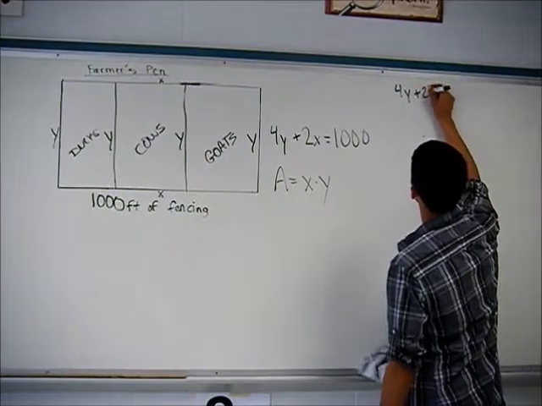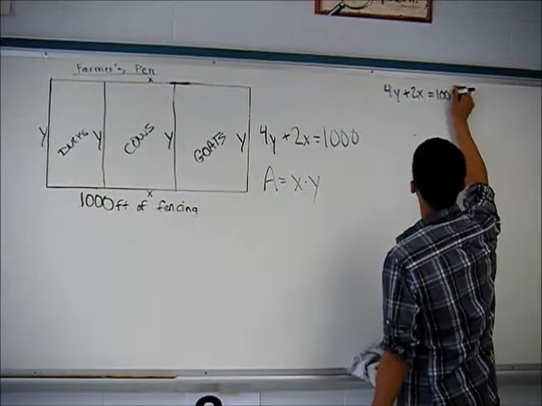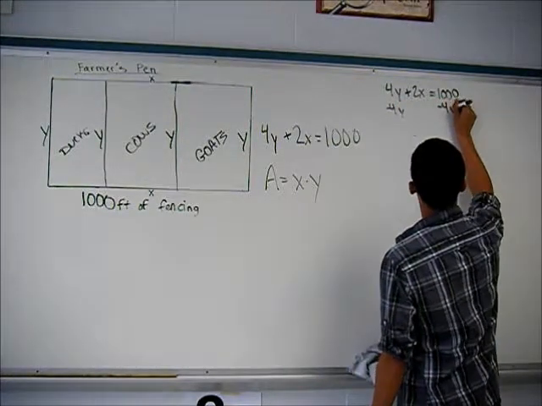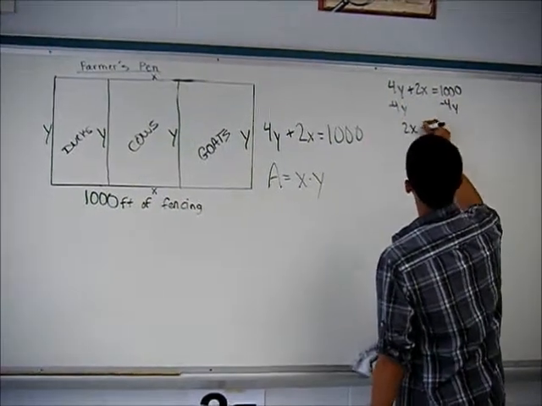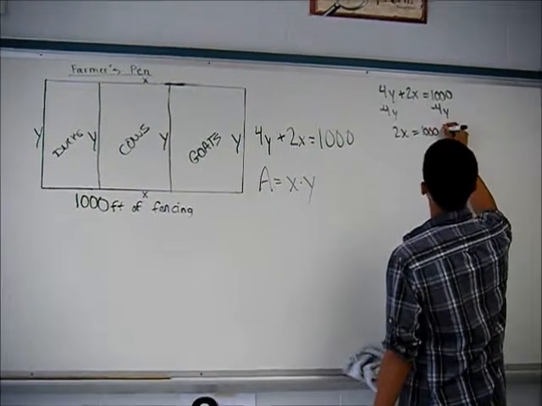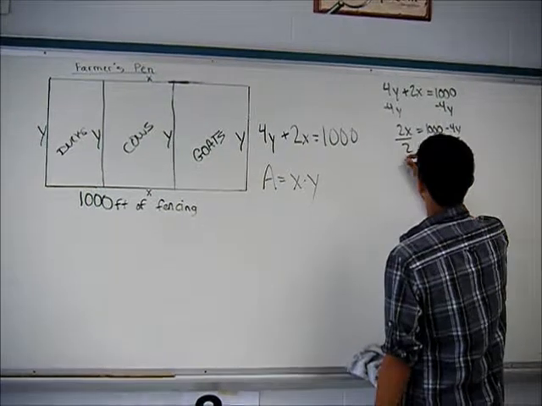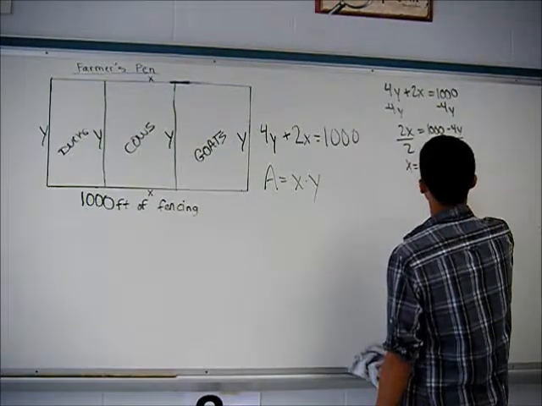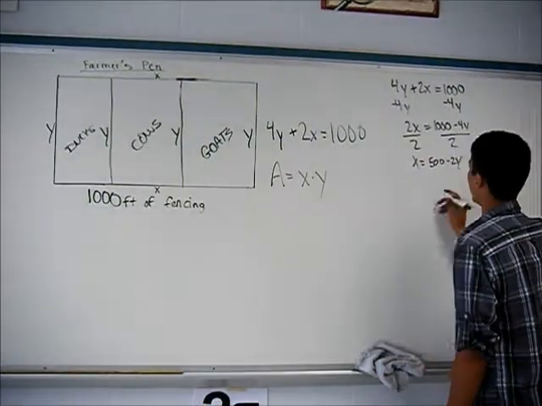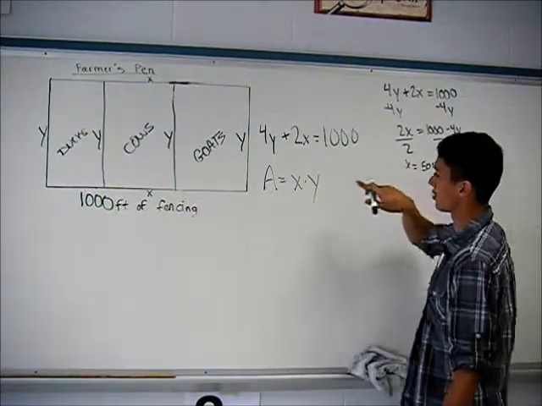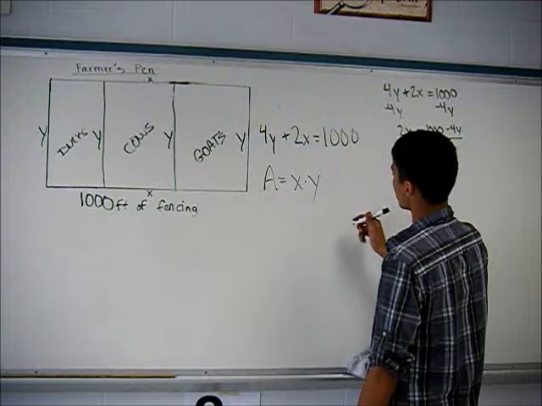4y plus 2x equals 1,000. Nice. Subtract 4y on both sides. So 2x equals 1,000 minus 4y. And divide by 2. So we can get nice x equals 500 minus 2y. All right. Thank you very much. We have x. I'm going to plug it right into this area equation.